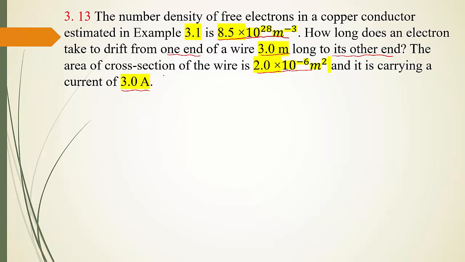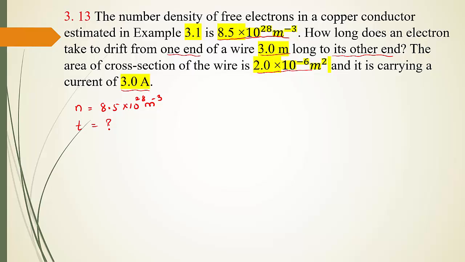So first we can write down the givens. The number density of the free electrons in a copper conductor is given. Let us take number density of free electron N is given. That is 8.5 into 10 raised to 28 per meter cube. How long does an electron take to drift from one end of the wire to other end? That means how much time that electron can take to drift from one end of the wire to another end, means we have to calculate time.